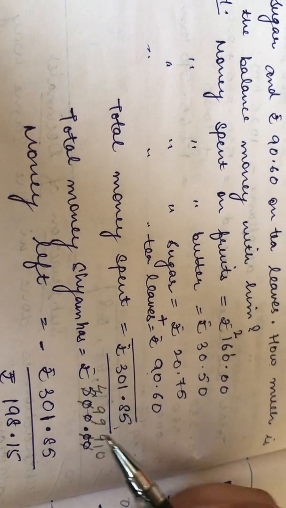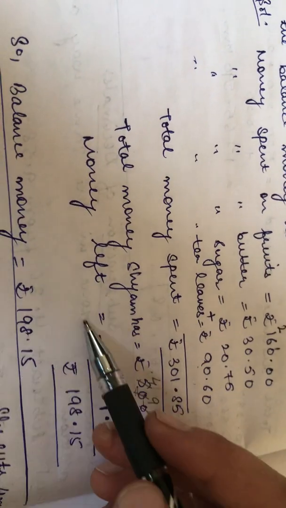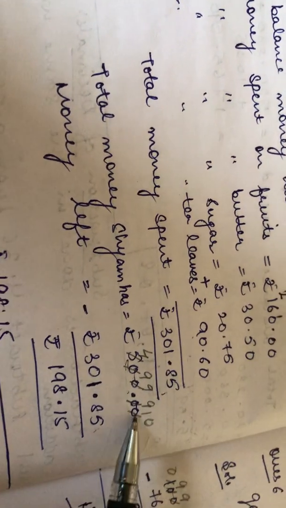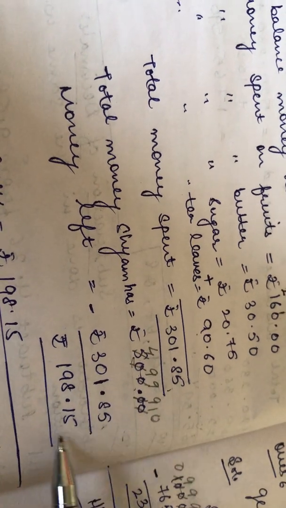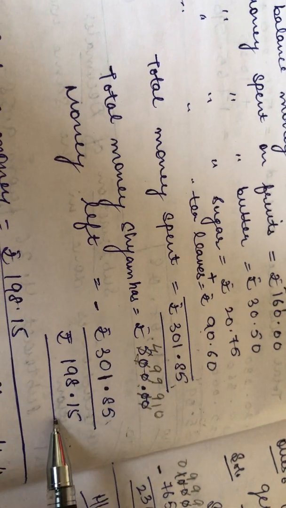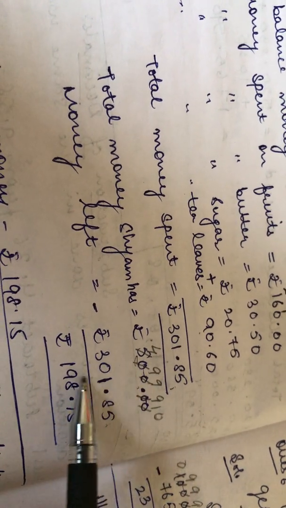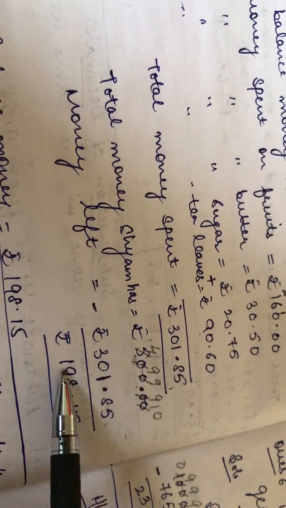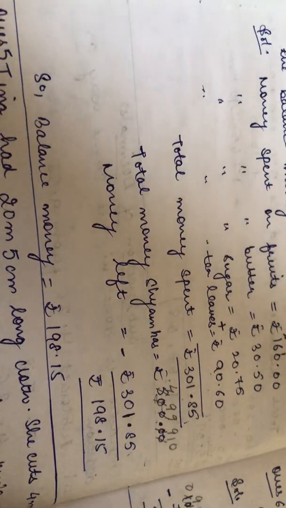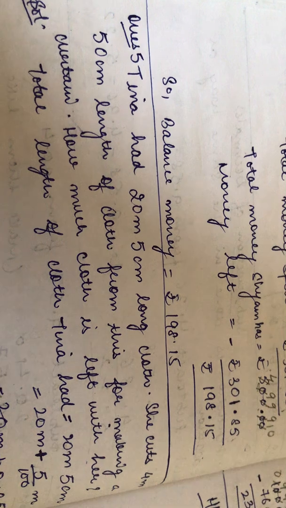And total money Sham was having is 500. Again make it like 500.00. So money left is 500 minus the money spent, 301.85. So after subtracting, 10 minus 5, 5. 10 is taking help from this 0. So it becomes 9. 9 minus 8, 1. Then this 0 is taking help from this. 9 minus 1, 8. 9 minus 0, 9. And here 4 minus 3, 1. So money left is 198.15 rupees.